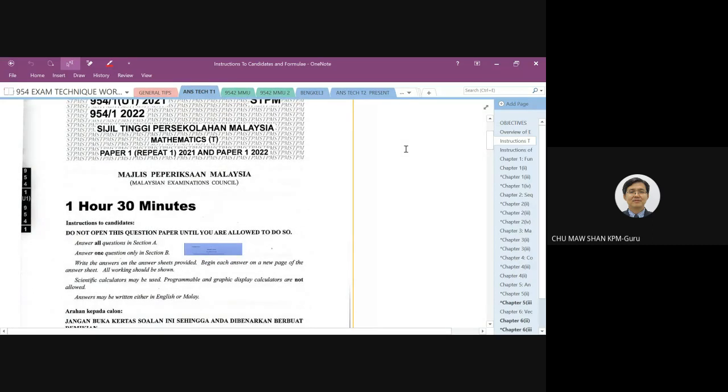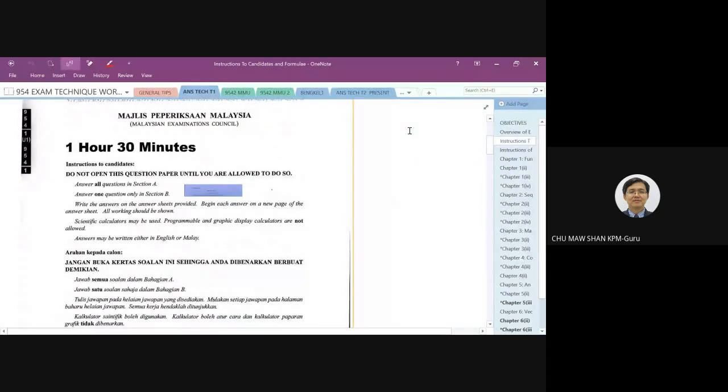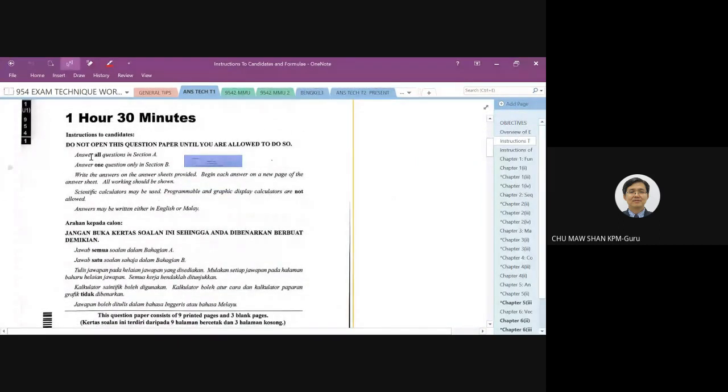Here we just spend a little bit of time to go through this, because during the exam, you may not have the time to go into detail and think about it. Let us think about it now. Very important instruction here: answer all questions in section A, but answer one question only in section B.